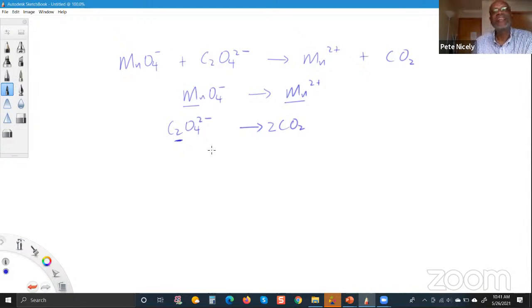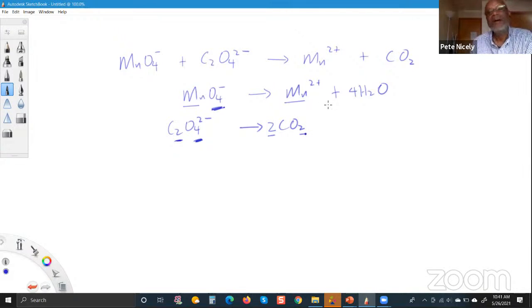Okay, now the next step is where we balance the oxygens by adding water. So for the first half equation, there are 4 oxygens here, but there are none on the right side. So what I would do is add 4 water molecules on the right side. In the case of the second half equation, we have 4 oxygens here, and we have 2 times 2, 4 oxygens. So therefore, we don't need to balance the oxygens for the second half equation because it's already balanced, all right?